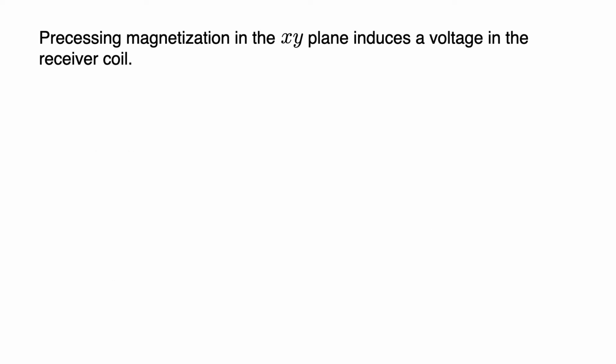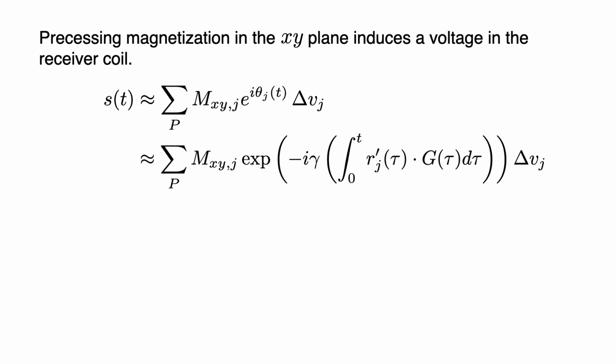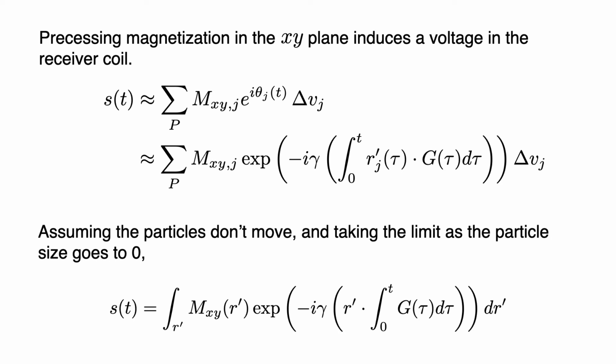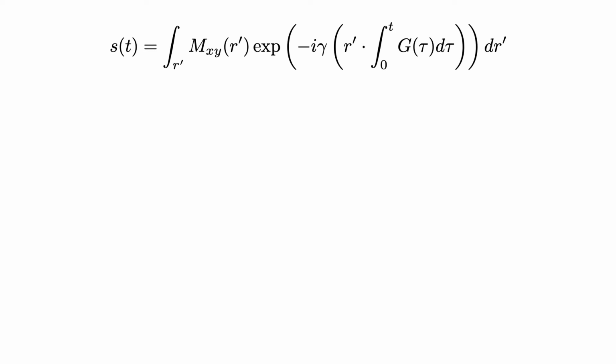Precessing magnetization in the xy plane induces a voltage in the receiver coil. The signal that we get out is proportional to the voltage that results from the sum of the precessing magnetization of all of the particles. So it's this sum of their magnitudes and phases. Phase is just the integration of frequency, and frequency is the gyromagnetic ratio times the magnetic field strength. In this case, it's proportional to the gradient times the location. Assuming the particles don't move and taking the limit as the particle size goes to 0, we arrive at this equation. This equation is very special, but we're going to make it look a lot nicer.